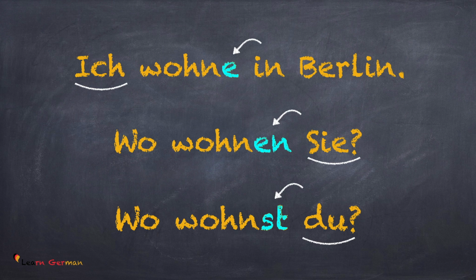Now if we look at all the three verbs together, we will notice that all these verbs have different endings. These endings depend on the subject that has been used. As you have noticed, the verb ending with ich is e, the verb ending with sie is en, and the verb ending with du is st. Let's look at this once again.